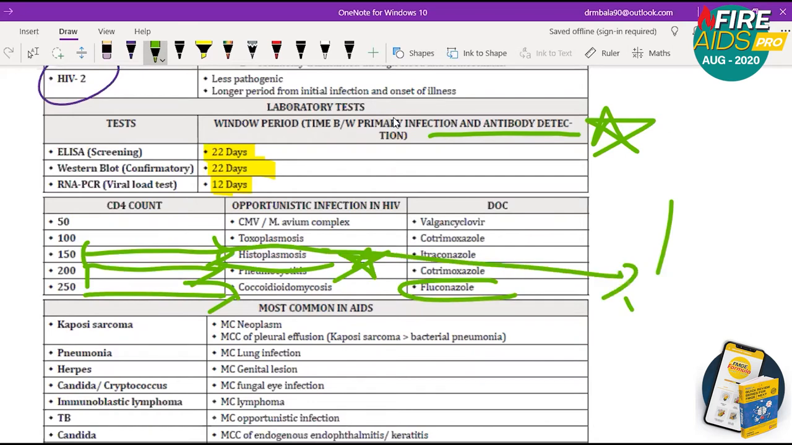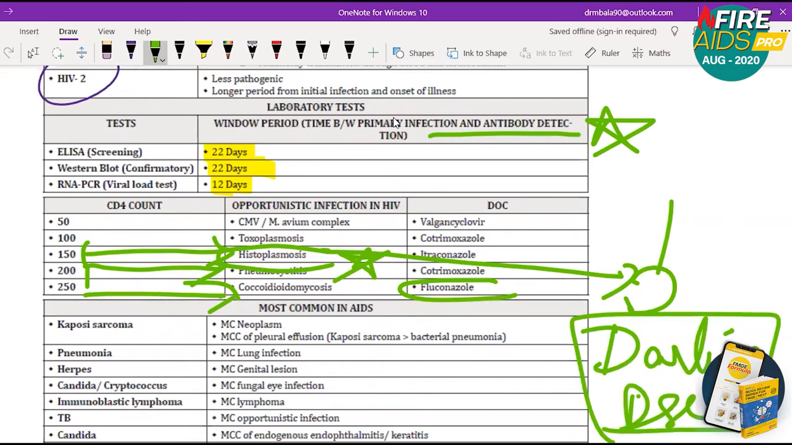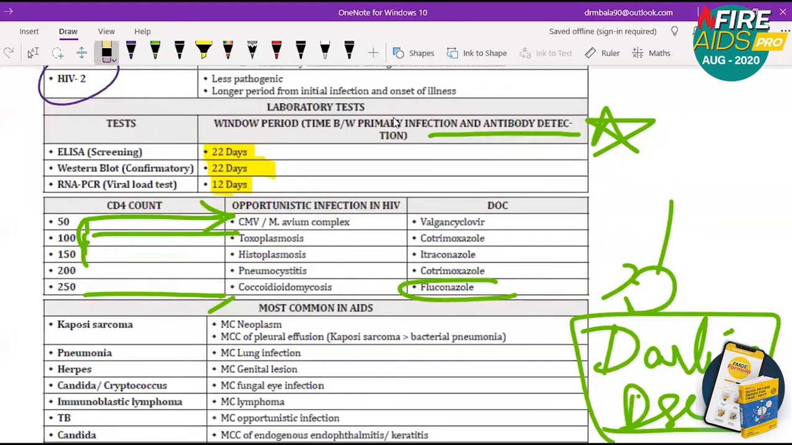One more thing I need to say about histoplasmosis: it is also called Darling disease. That is one of the important MCQs. Then when the CD4 count further reduces, it could cause toxoplasmosis. When it further reduces to 50, it could cause CMV and MAC, the Mycobacterium avium complex. If you don't remember MAC, that is fine, but at least CMV you should remember.